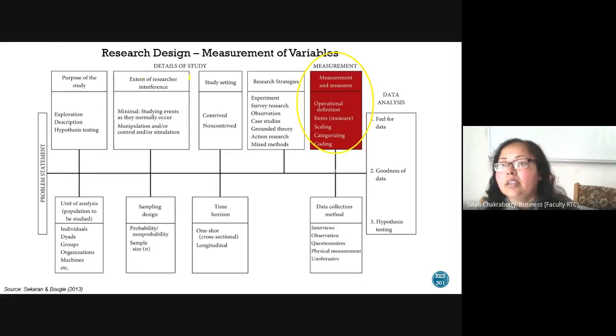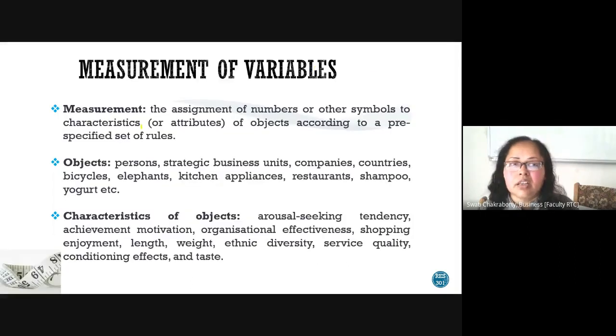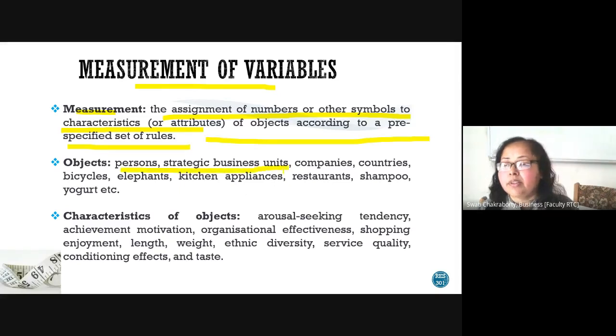So we go to the next part of research design, that is measurement of variables. Measurement, what does it mean? The assignment of numbers or other symbols to characteristics or attributes of objects, according to a pre-specified set of rules. Objects here could be persons, strategic business units, companies, countries, bicycles, elephants, kitchen appliances, and so forth. Characteristics of objects could be arousal seeking tendency, achievement motivation, organizational effectiveness, shopping enjoyment, and so on and so forth.